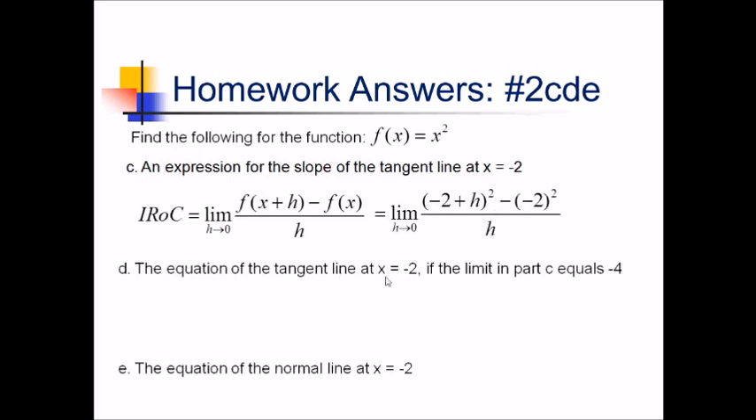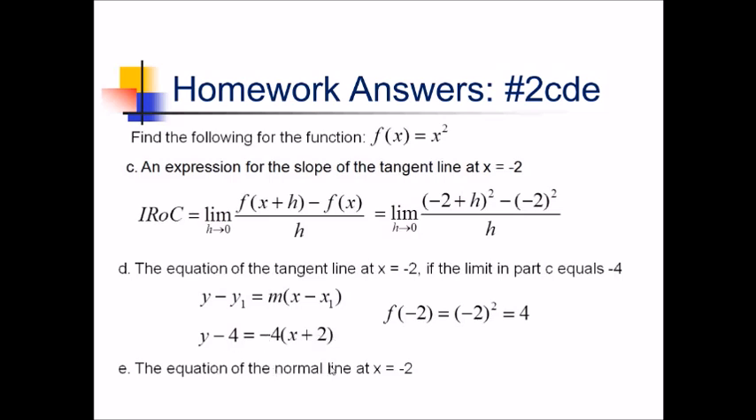Now for the equation of the tangent line, given that the limit in part c equals negative 4, we'll start with point slope. We've already got a limit of negative 4, so that's the m value. For the point, we're going to plug negative 2 into the function. That gives us 4 for the y value. So I've got y minus 4 equals our slope of negative 4 times x plus 2.